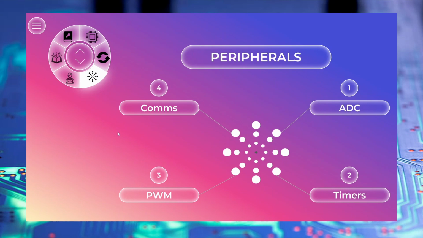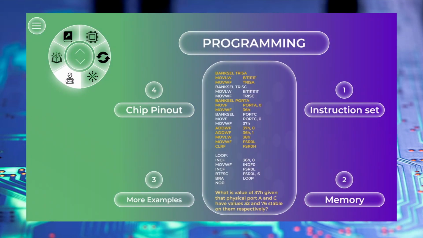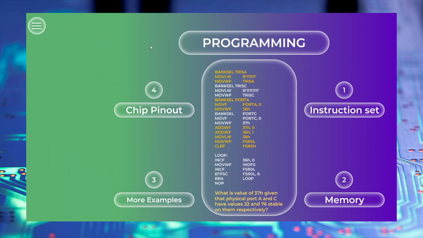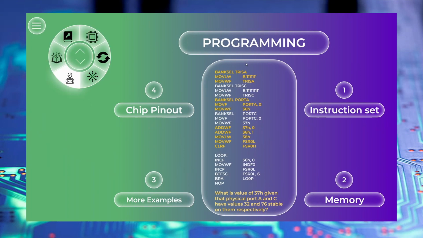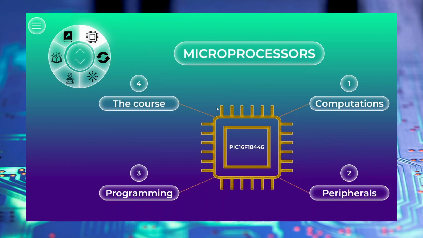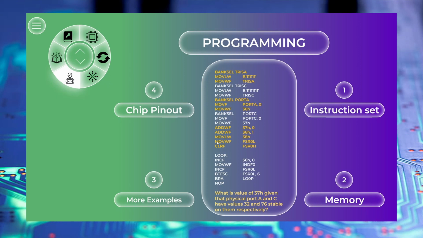Now let's move to programming. So to program this guy right here, you are required to use assembly language, PIC assembly language. Of course, you can program it using C or C++, but this course requires you to program it using PIC assembly language. The first thing that you will need is the instruction set manual.